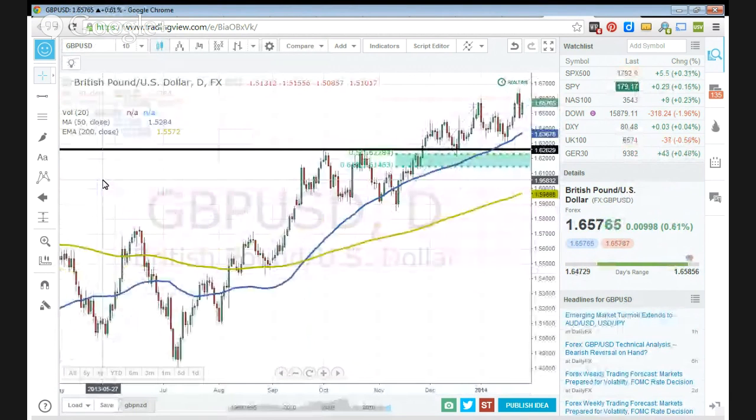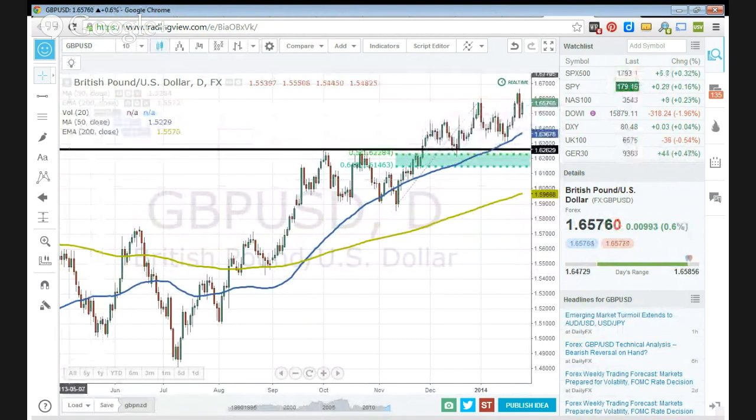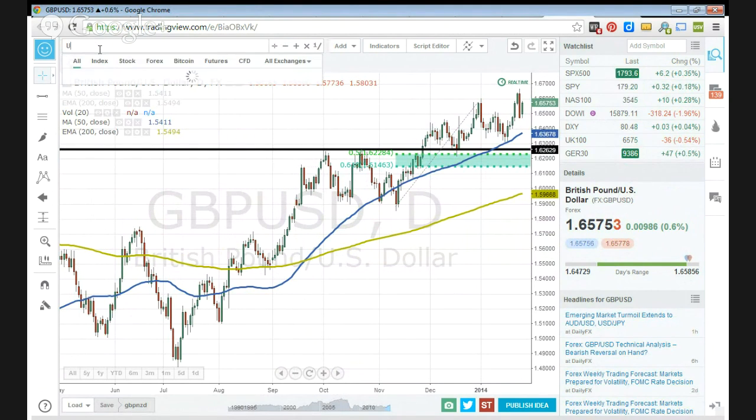Pound dollar, still need more of a pullback. Okay, so that does it for this pair. We basically just need to come back here, 62.62, so that's about 310 pips away. Nothing else really about this pair at this time. Let's go to the dollar.